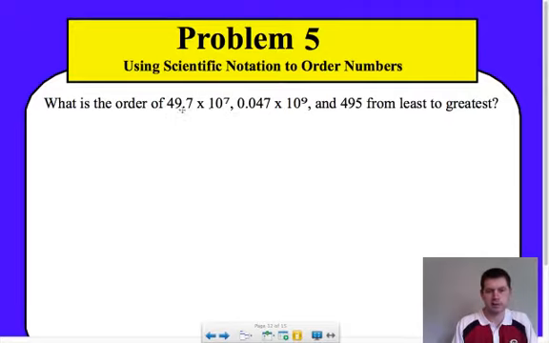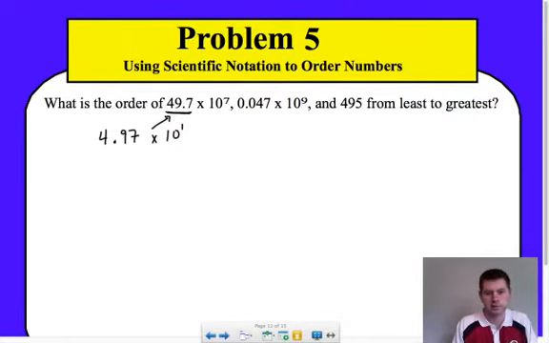Now as I look at this, I see, hey, these are not all in scientific notation. So what I'm going to have to do is change it. So I'm going to change 49.7 to 4.97. If I change this number, I'm just making this part scientific notation. That means I need a times 10 to the first to get it just back to 49.7.